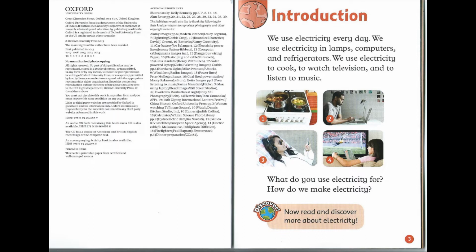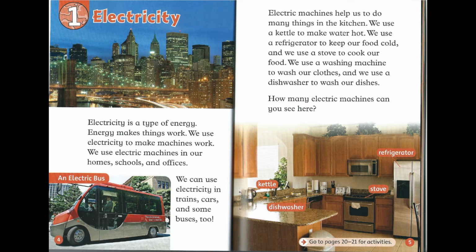Chapter 1. Electricity. Electricity is a type of energy. Energy makes things work. We use electricity to make machines work. We use electric machines in our homes, schools, and offices. We can use electricity in trains, cars, and some buses too.